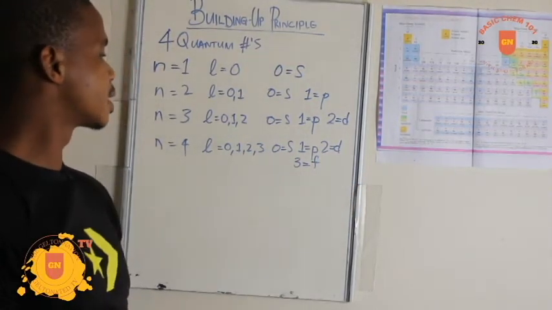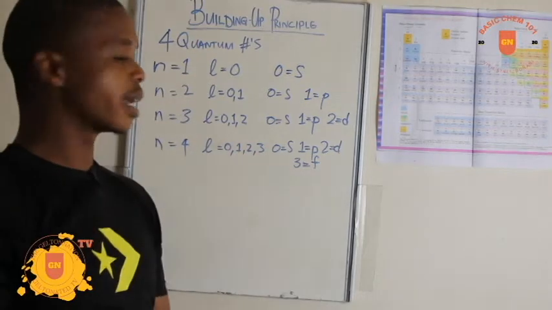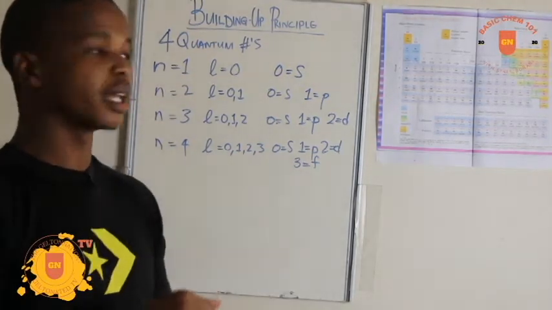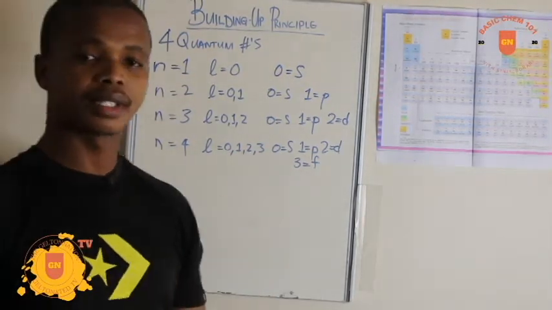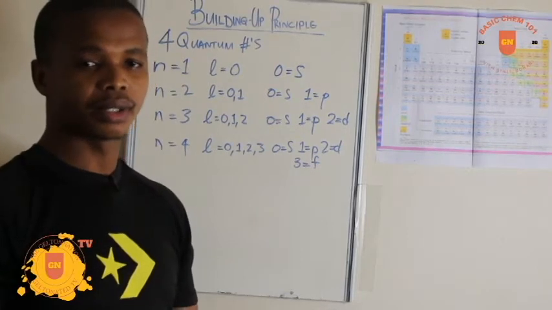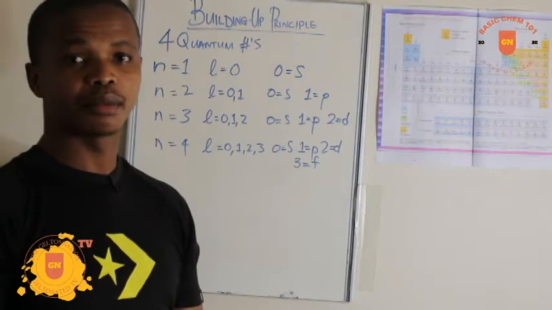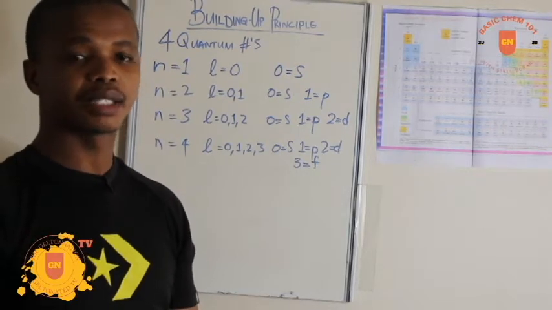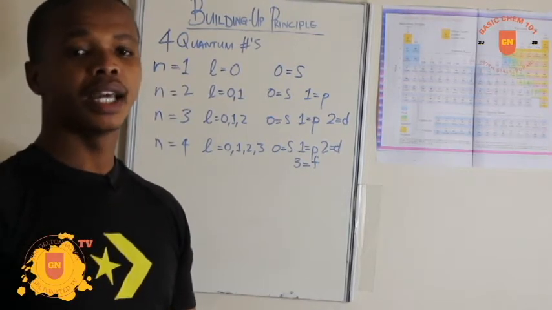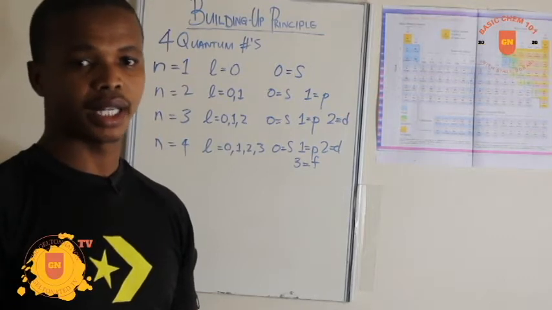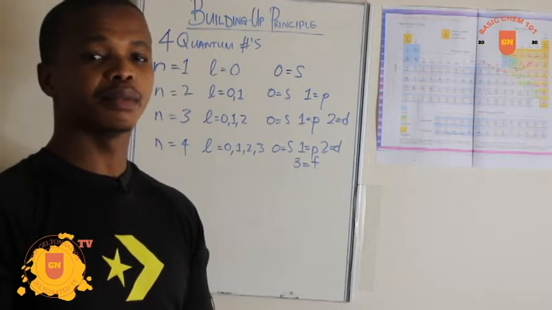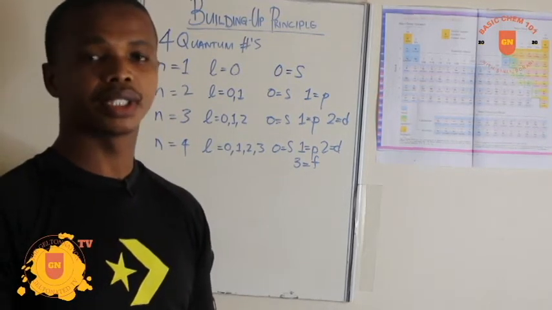So you know that in these subshells, the s subshell can contain 2 electrons, the p subshell can contain a maximum of 6 electrons, the d subshell can contain a maximum of 10 electrons, and the f subshell can contain a maximum of 14 electrons.